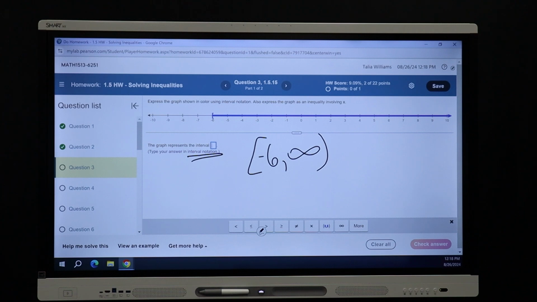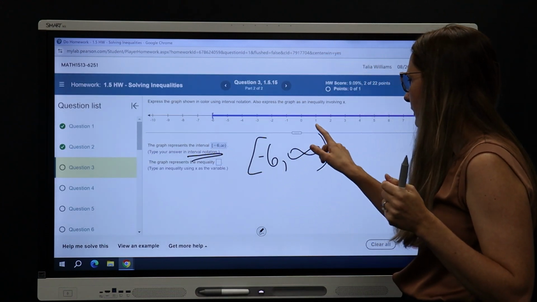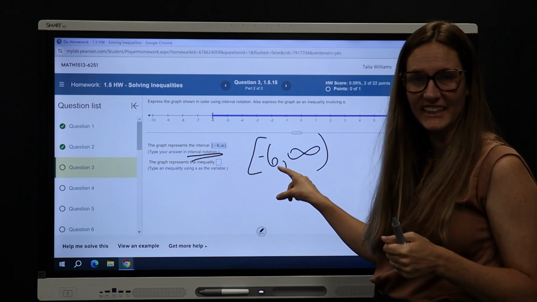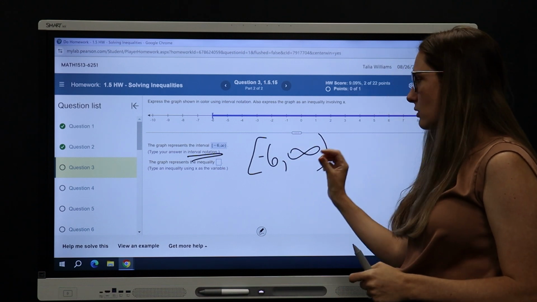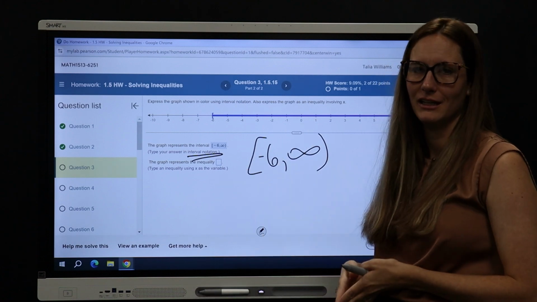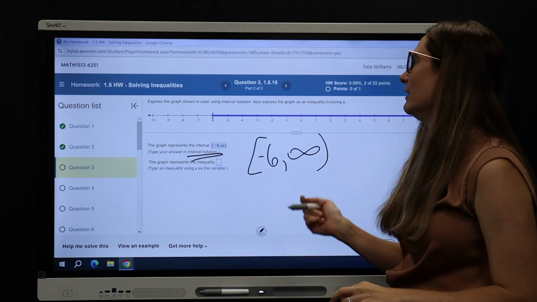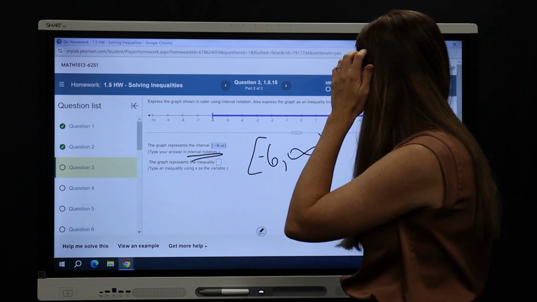Okay. So we have bracket, -6 to, I need to get a keyboard in here. And whenever you have an infinity, it has to be a parenthesis. Do not put a bracket with an infinity sign because that means it's equal to infinity, and we do not know what infinity is, so we cannot be equal to infinity. I should have said that on my little sheet.